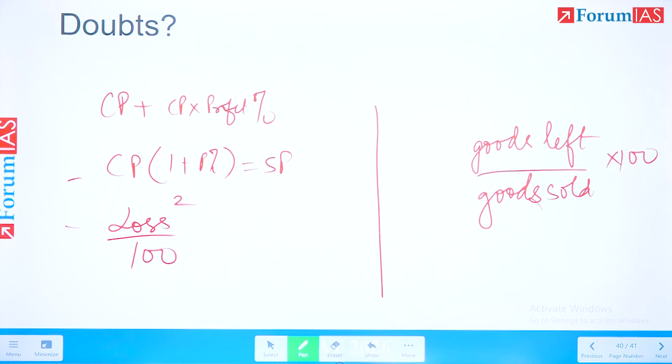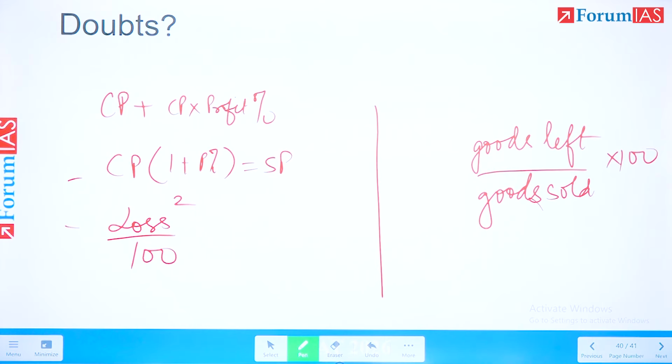For profit loss, simple thing. If cost price is more than the selling price, it is a profit or a loss? Cost price is more, loss. Selling price is more, it's a profit. The formula remains the same.